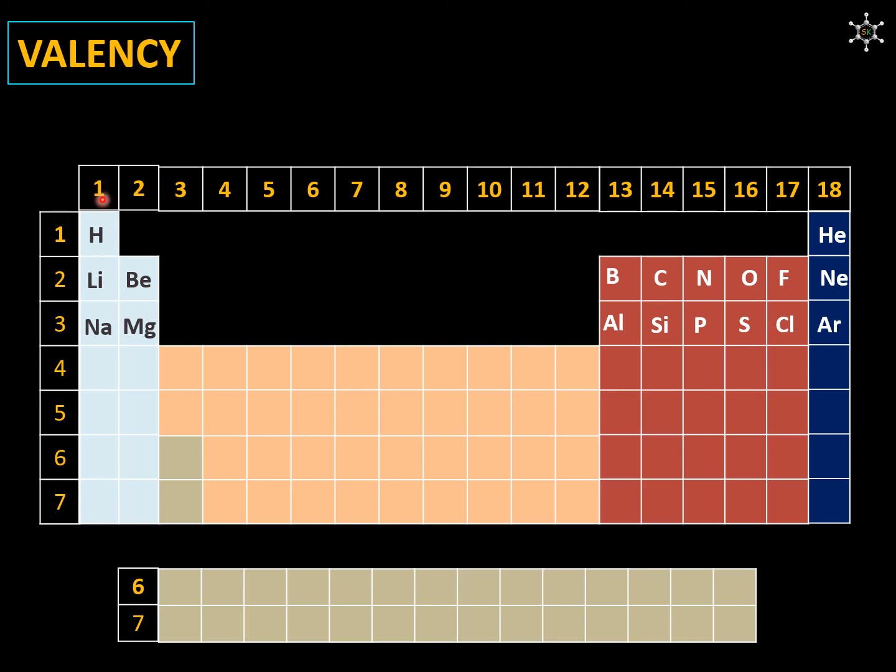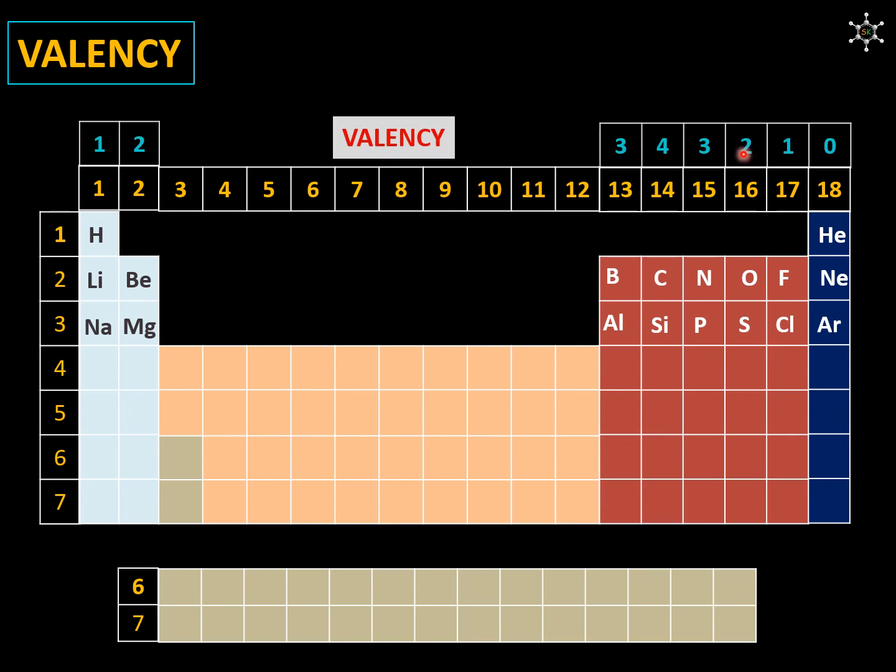Valency of group 1, 2 and 13 to 18 elements looks like this. Group 1 elements have valency 1, meaning they prefer to lose one electron. Group 2 elements have valency 2, meaning they prefer to lose 2 electrons. Group 13 to 17 elements prefer to share electrons. Group 13 members are capable of sharing 3 electrons, group 14, 4, group 15, 3, group 16, 2, group 17, 1.